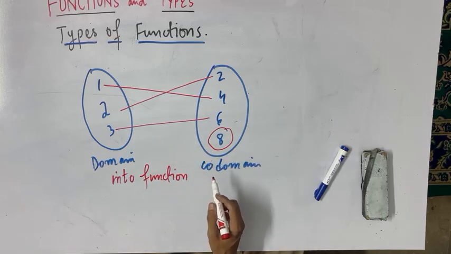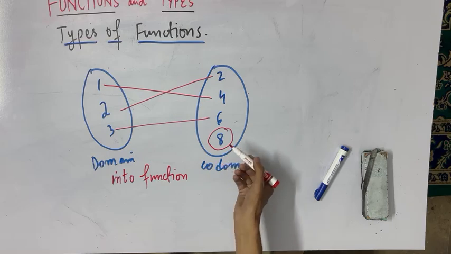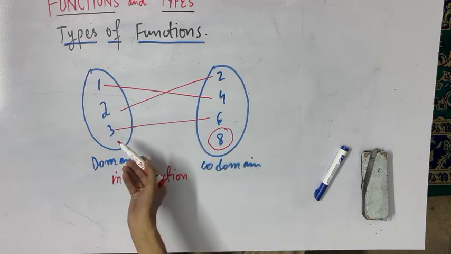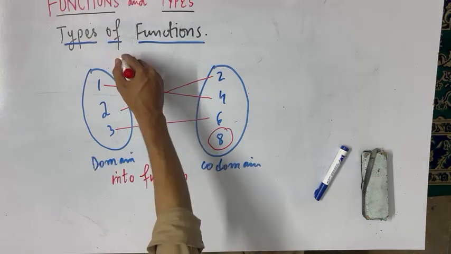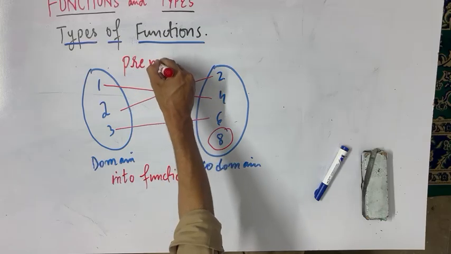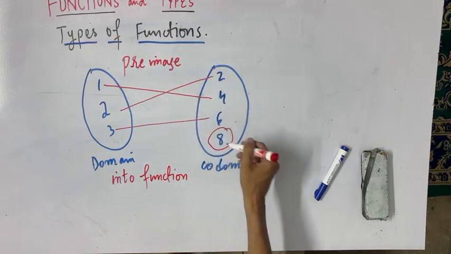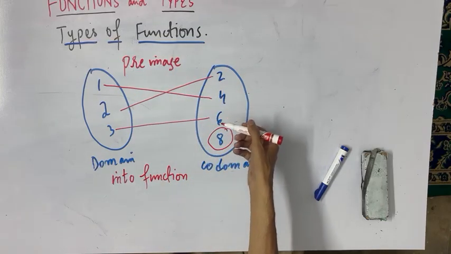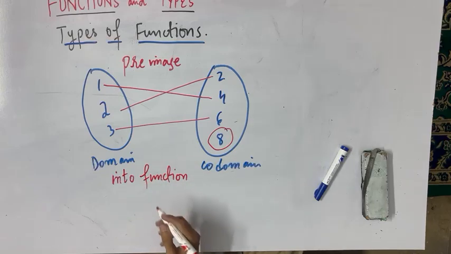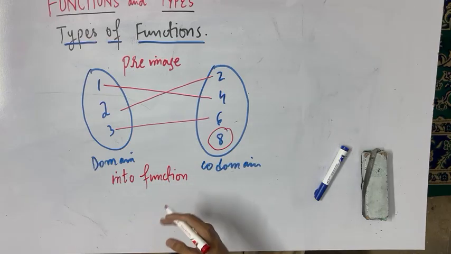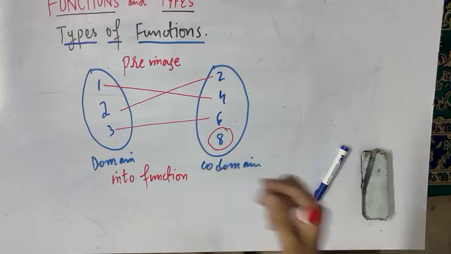So remember that whenever we have an element in the codomain which has no input or no pre-image, at least one element, it could be more than one element as well, this type of function is called an into function. Now let's see the next type of function.